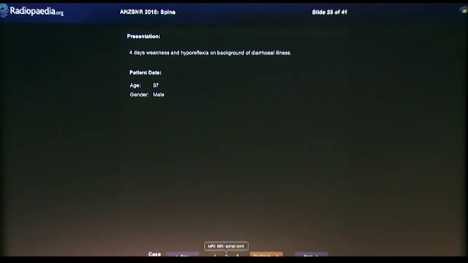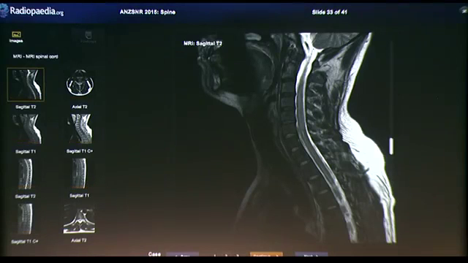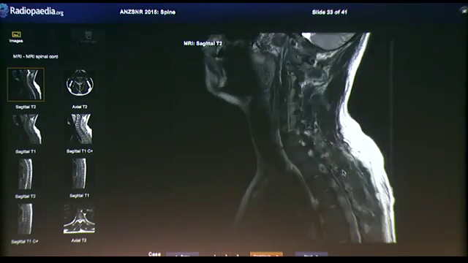So our next case is a 37-year-old male. 4 days of weakness, fairly acute in onset, hyporeflexic, and has a background of a diarrheal illness. And so in fact we were asked to do this to look for nerve root enhancement to confirm the clinical diagnosis of Guillain-Barré. But actually what we found was a cord abnormality.